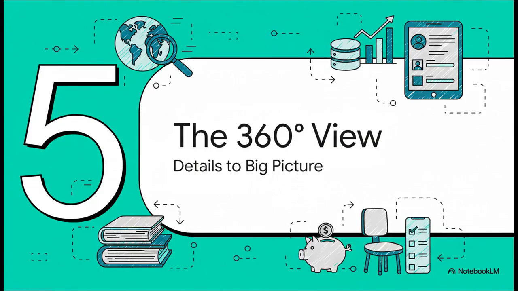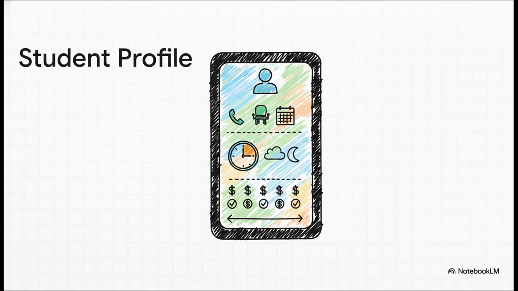Now let's bring it all together. We've seen how the app handles all these individual tasks, but its real power, its secret sauce, is how it connects every single piece of data to give you that complete 360-degree view of your library. For any student, at any time, you can pull up their entire profile. Everything you could possibly need to know is right here. Their contact info, their assigned seat, and a full, detailed history of every single payment they have ever made. It's their whole journey with you, all in one spot.